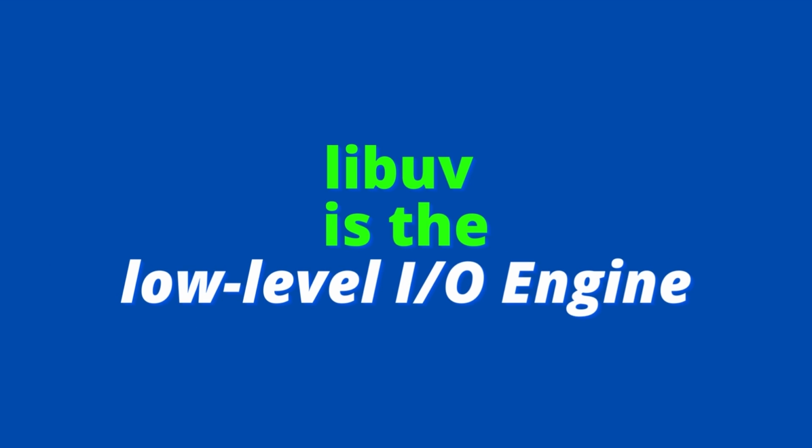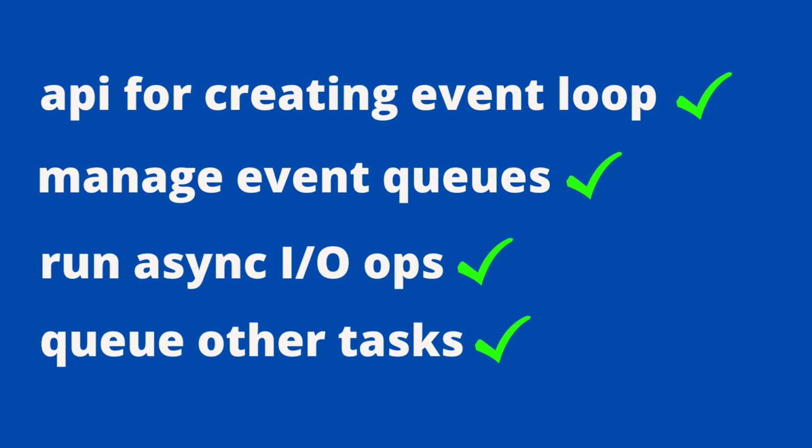Today, libuv is the low-level I/O engine of Node.js. The entire magic of Node.js Reactor Pattern is implemented by libuv. Behind the scenes, libuv performs a number of important things. It provides an API for creating event loops, it manages event queues, it runs async I/O operations, it queues other types of tasks. But what was the need for libuv?